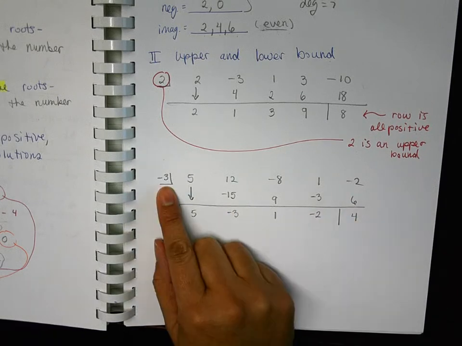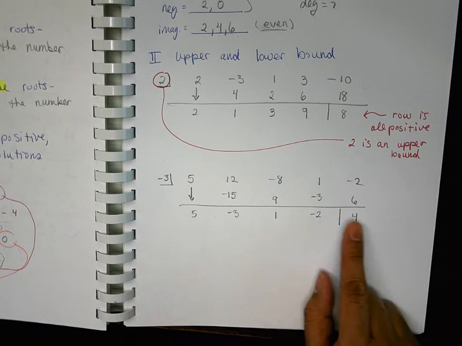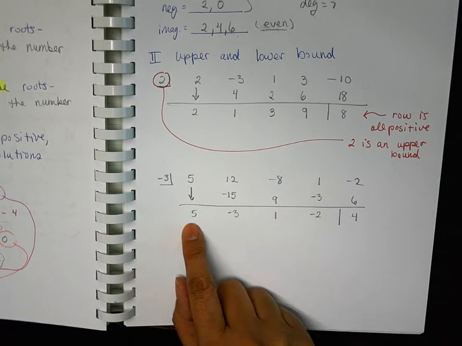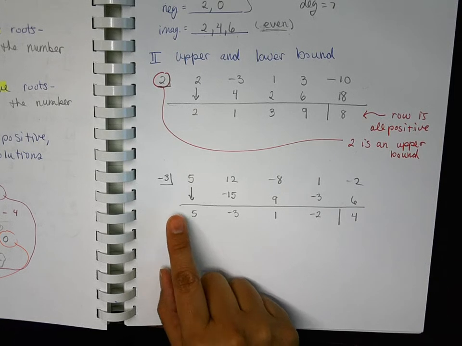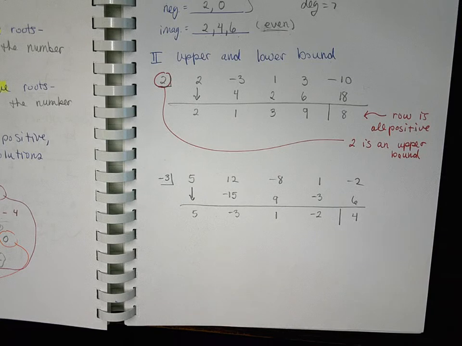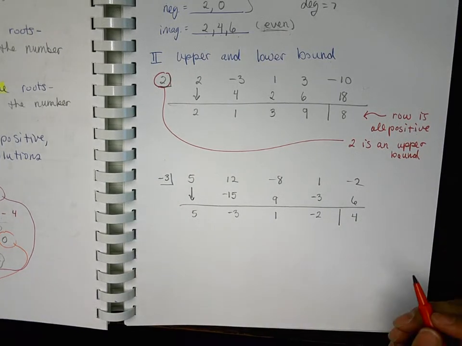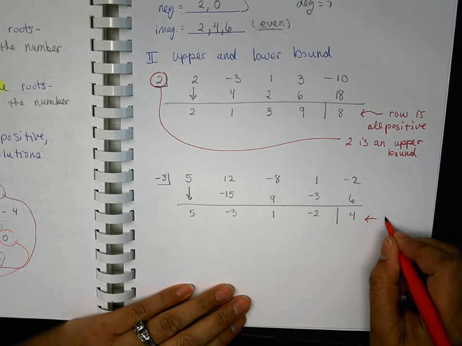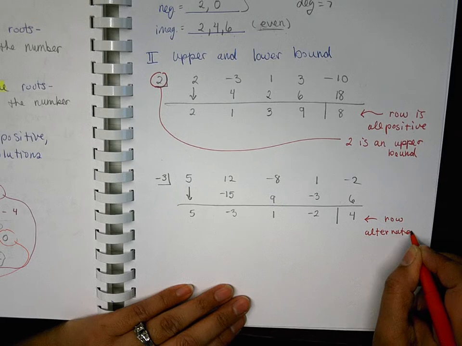All right, I have 4. Did you guys end up with 4? All right, if I was testing this for solutions, would -3 be a solution? No. How can I tell it's not a solution? There's a remainder. All right, but what do we notice about this row here? It alternates: positive, negative, positive, negative, positive. Now, it doesn't have to start with positive. Could it have been negative, positive, negative? Yes. If it alternates, what does that mean about the number in the box? It's the lower bound.